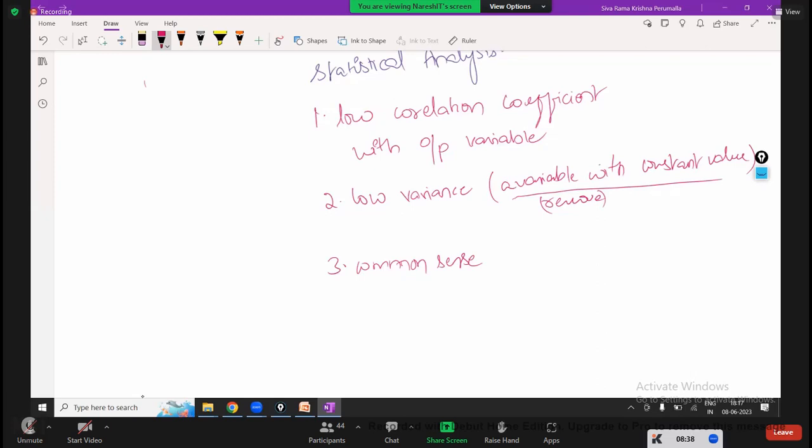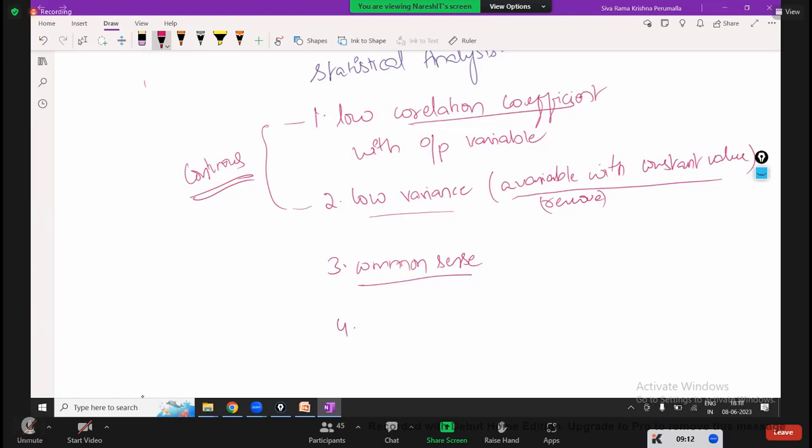Basically we remove some of the variables based on common sense or based on statistics, like correlation or low variance. If you observe these two, both of them are for continuous variables only. Correlation is applicable for continuous variables, and variance is also applicable for continuous variables. We can't apply this logic to discrete variables. Then how can we check the discrete variables? What logic can we apply for the discrete variables we have?